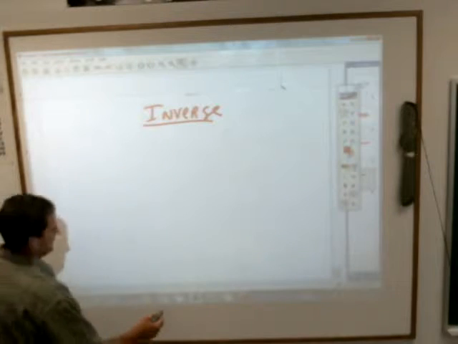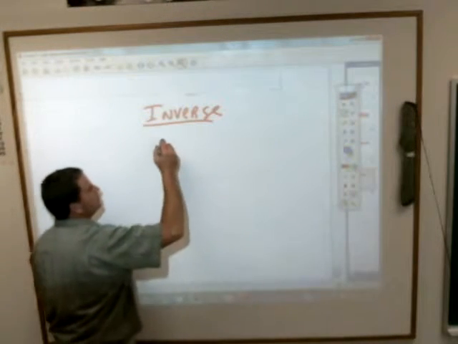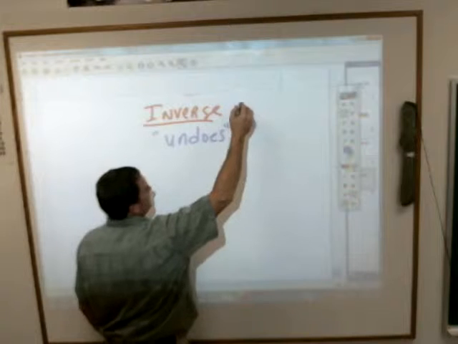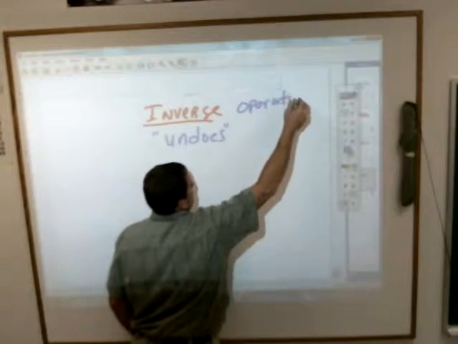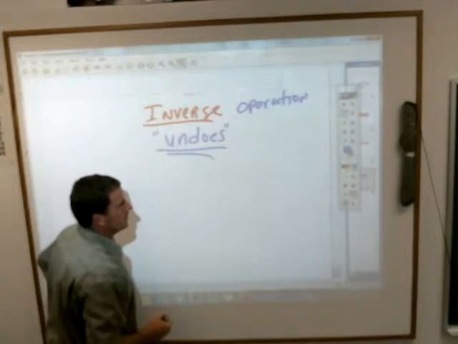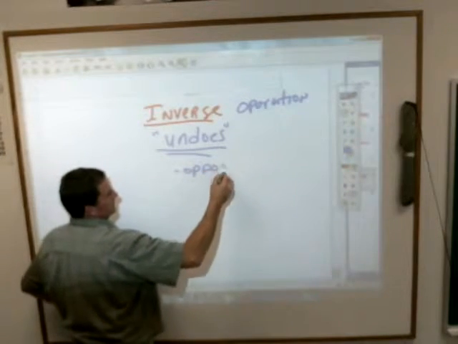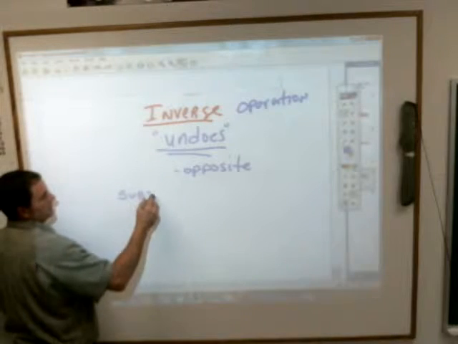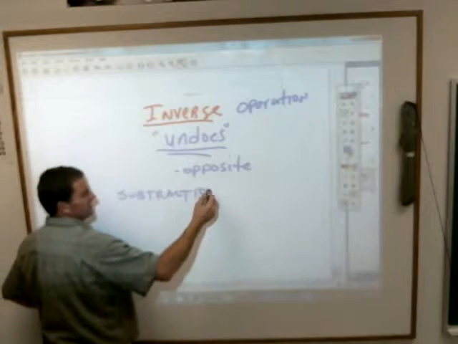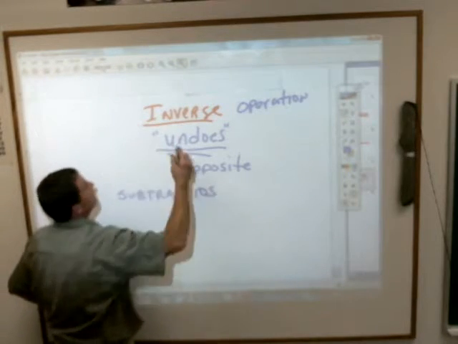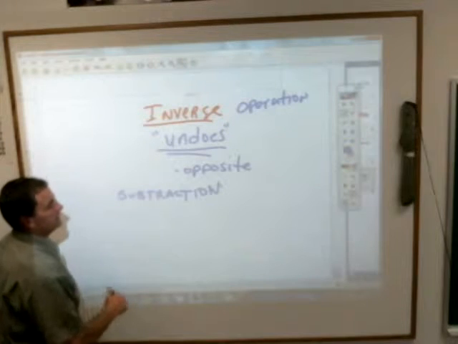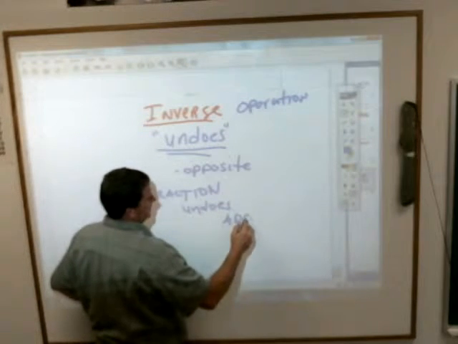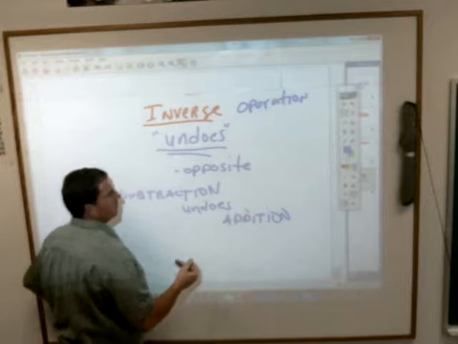And here's the deal, what is an inverse thing? Well, inverse means it undoes an operation. Inverse operations are ones that undo each other. In other words, you could think of it a lot like opposite. And the reason we talk about that is subtraction undoes, that's hard to say. Subtraction undoes what operation? Addition. It's like backwards. Just like division undoes multiplication.